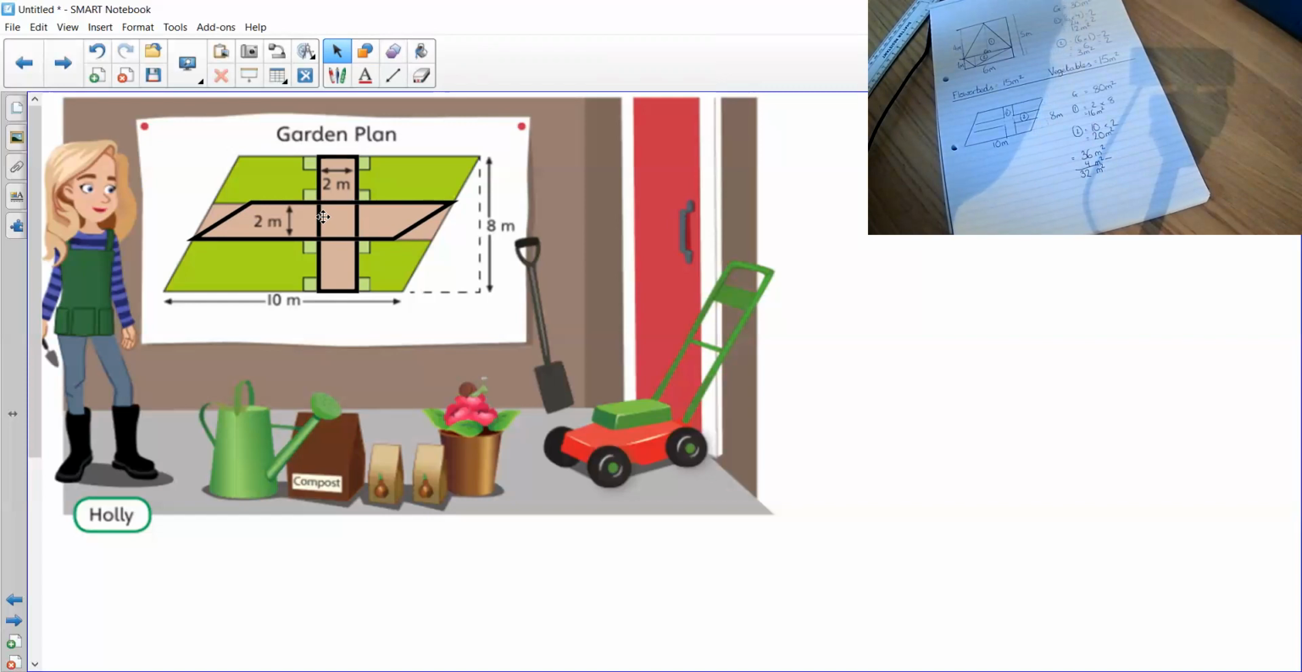My next question for you then is, what is the area for the grass bits of the garden? Well, I know the whole. I now know that the paths are 32 meters squared. So in your portfolio, I want you to tell me what the area of the grass is for Holly's garden. Okay.